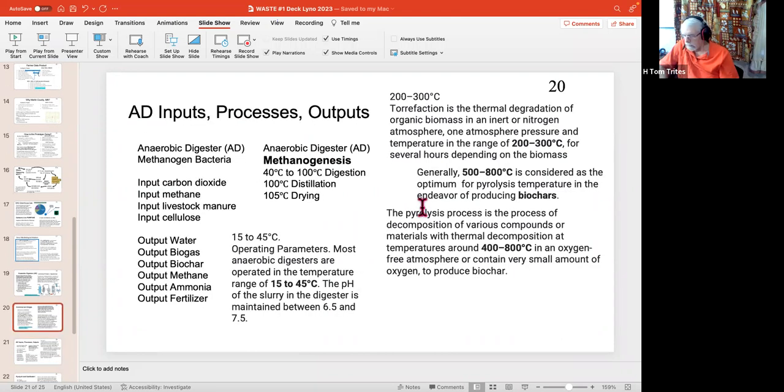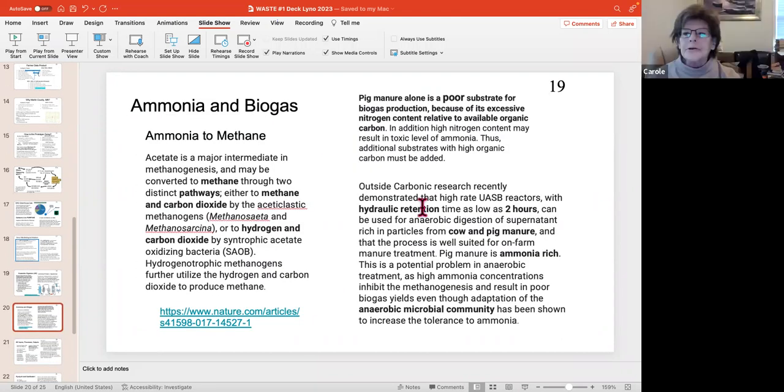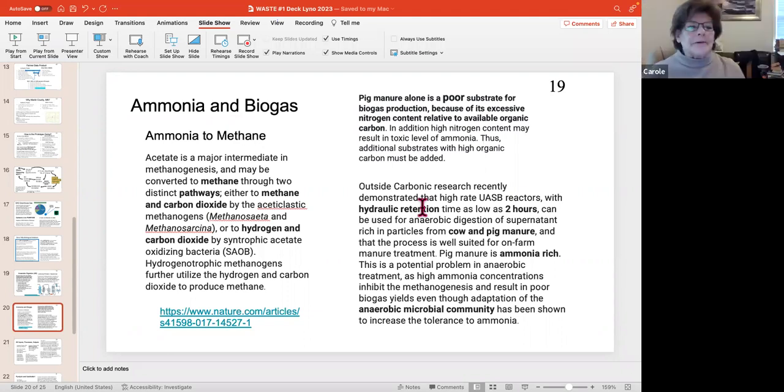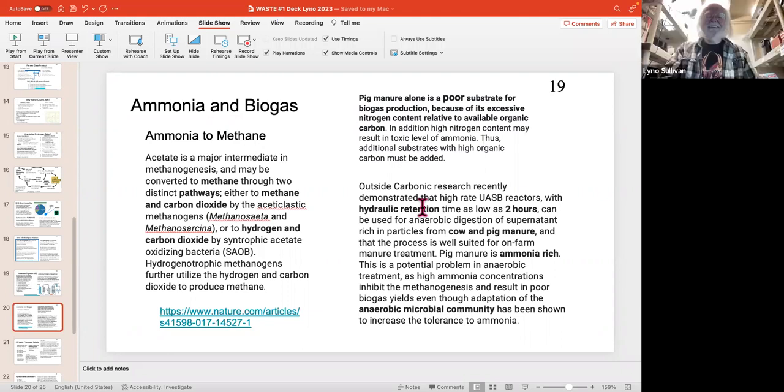Carol, go ahead. I just want to thank Lyno here because this is a perfect detailed answer to my original question about whether you needed to treat pig manure and cow manure differently. This is in gorgeous detail exactly what I wanted to know. So thank you. You're welcome.